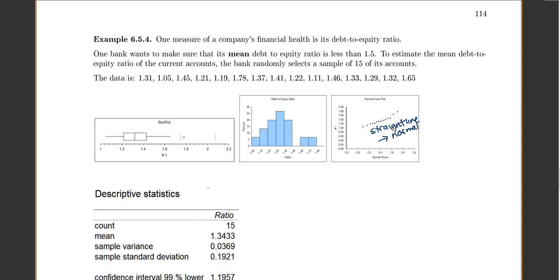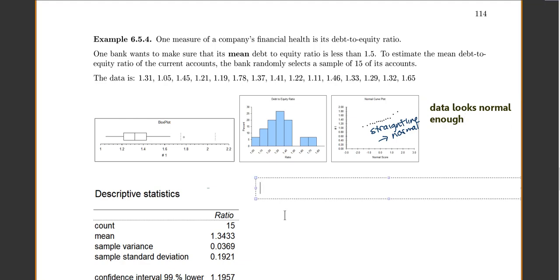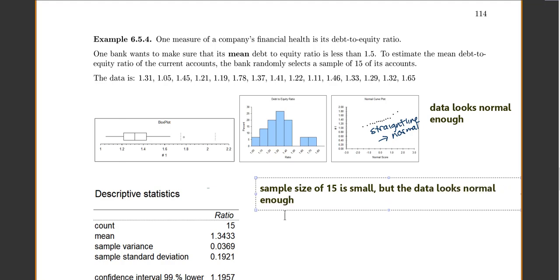So this data doesn't look exactly normal, but it's really not very bad, especially for a small sample. We don't expect our data to look exactly normal because it's such a small sample size. So I would say my data looks normal enough. Really, this is a pretty good data set for it looking normal. So even though I have a small sample size of just 15, the data looks normal enough, so we can go ahead and do our procedures.